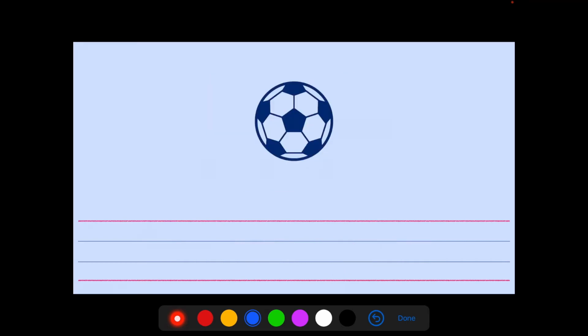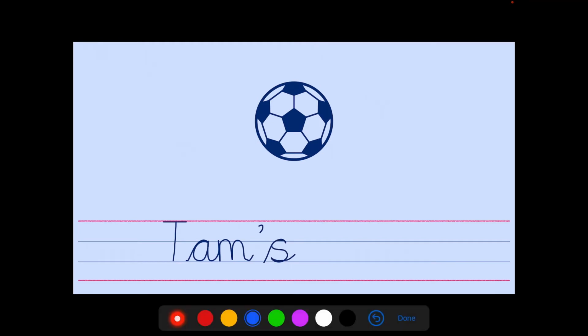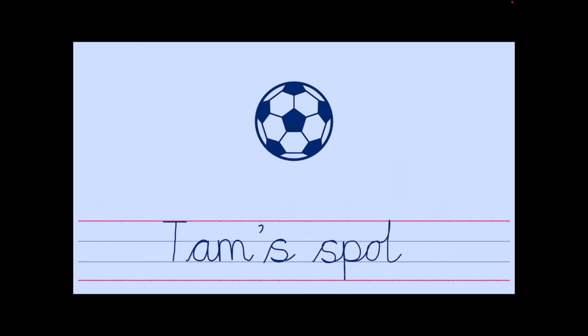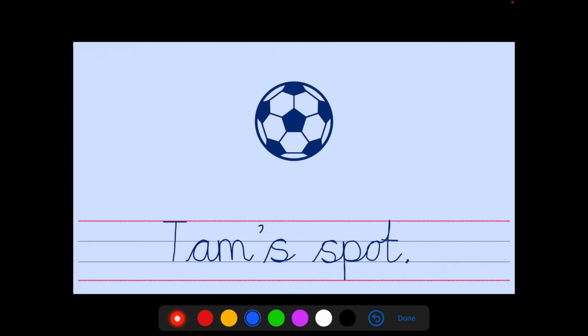I think the football pitch is somebody's favourite spot. This time we're going to write Tam's spot. You have a go. Come back to me when you're ready. Tam's spot. Capital T for Tam's name. And then we add the rest of it with an apostrophe S. Tam's spot. And a full stop at the end. How did you get on?